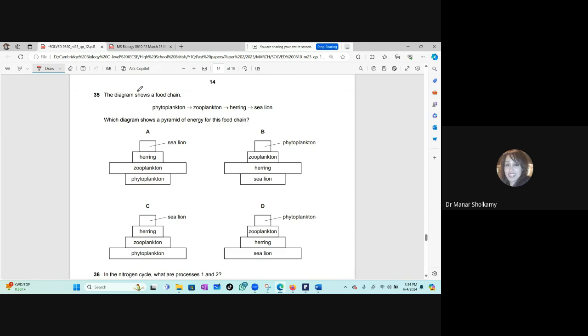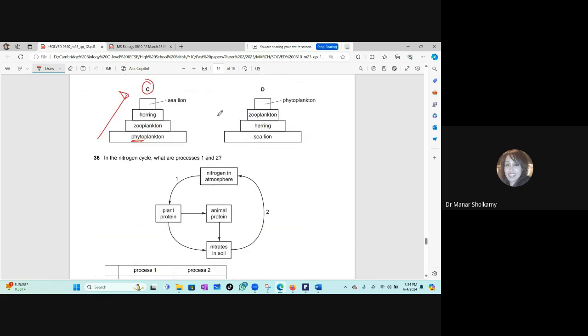The diagram shows a food chain: phytoplankton, zooplankton, herring, and sea lion. Now, we did take phytoplankton, but in case you forgot, this is the first organism in a chain. So what is it? It's a producer. Which diagram shows a pyramid of energy for this food chain? A, B, C, or D? A pyramid of energy is wide at the base and then it narrows down, and it always starts with the producer. It's C. Okay.